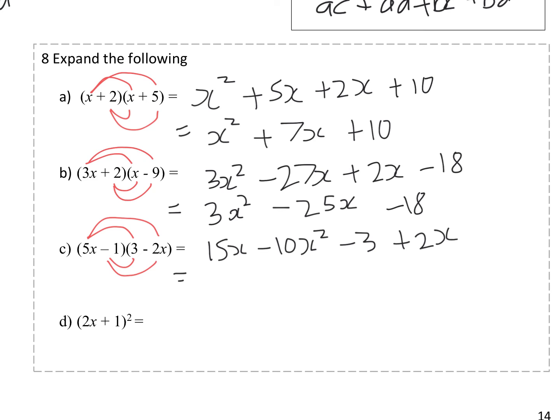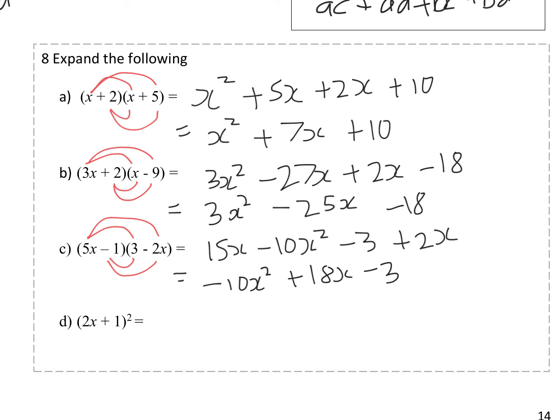Now, there are two ways you could probably leave your answer here. Normally, a quadratic is written with the squared term, then the x term, and then the number. So sort of in descending powers of x. If we do that here, that would be minus 10x squared, and then you'd have 15x plus 2x, which is 18x, and then we'd have a minus 3.